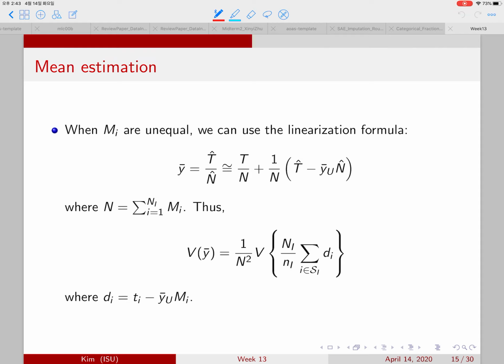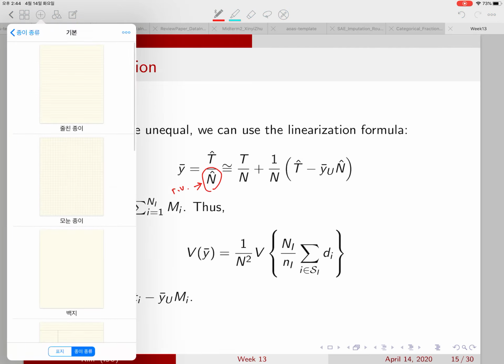Then the denominator is a random variable, so it's not fixed. Random variable, so it's essentially a ratio type estimator. So we need to apply the Taylor expansion. We already studied how to apply the Taylor expansion for ratios, but let's review it one more time.